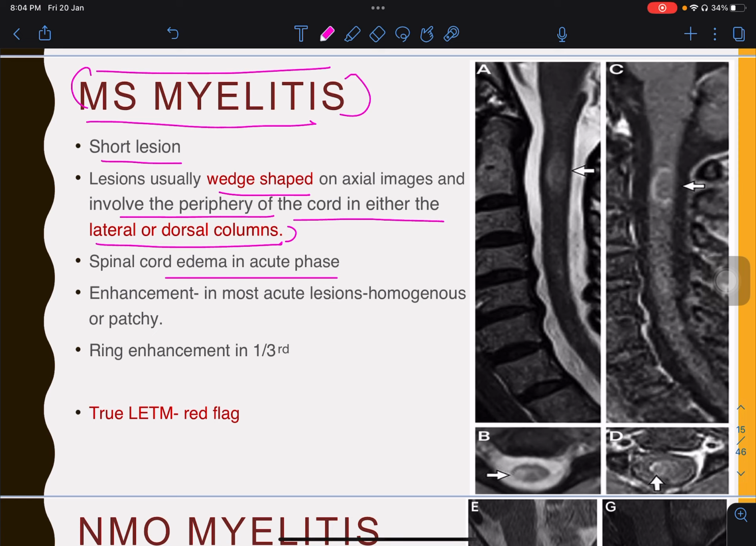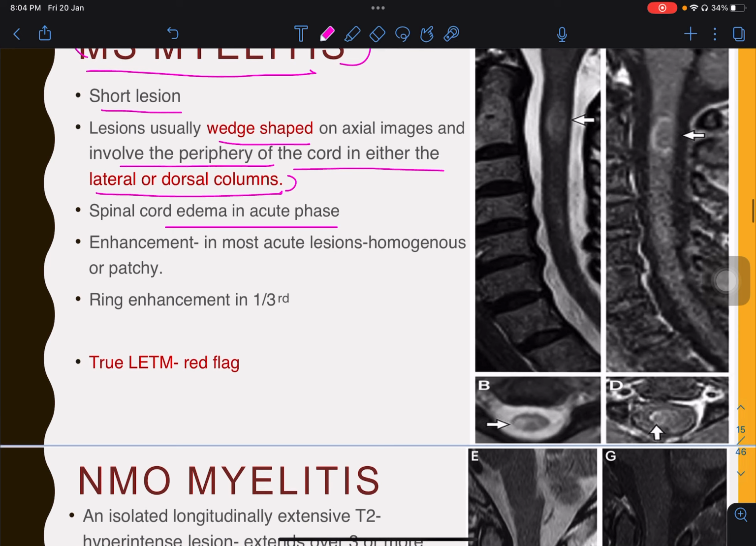It's a wedge-shaped lesion on axial, and it involves the periphery. It could be in the lateral column or the dorsal column. The edema is in the acute phase. Enhancement in most acute lesions could be homogeneous or patchy, and ring enhancement in one third. True LETM is a red flag for multiple sclerosis.